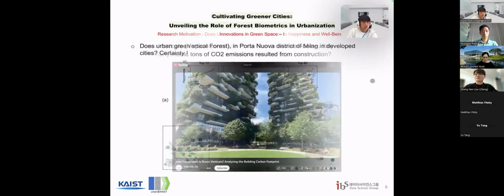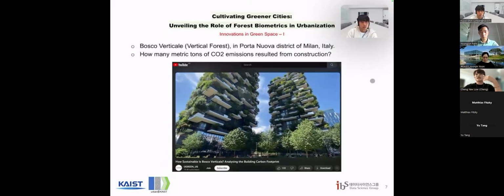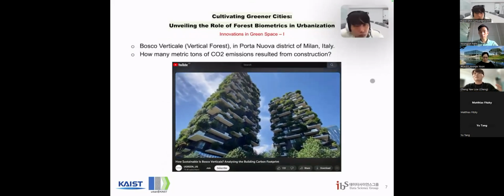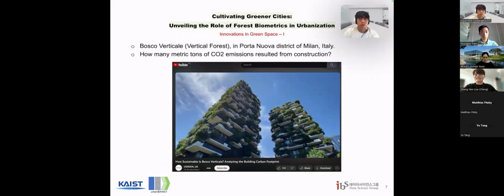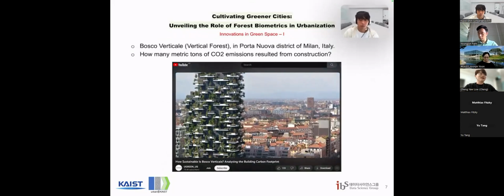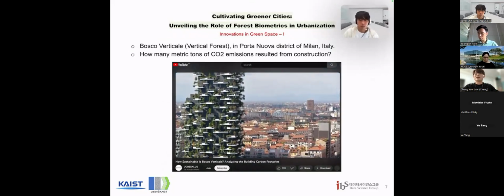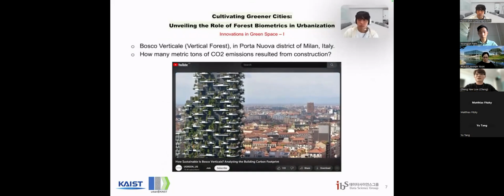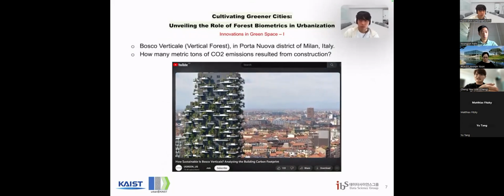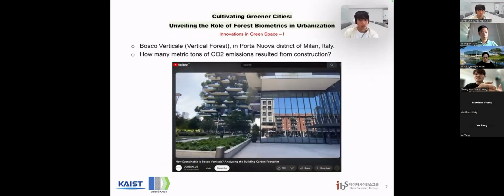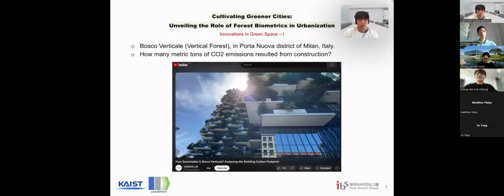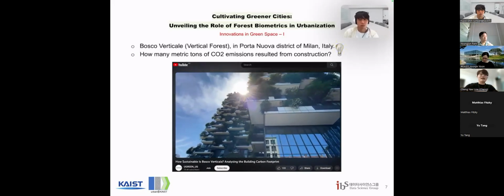And there are a lot of innovations being proposed to increase green space. One of the most popular is the Bosco Verticale in Italy. It was completed in 2014, but the sustainability of this vertical forest is questionable. It's always debatable. Why? Let's look at this slide.